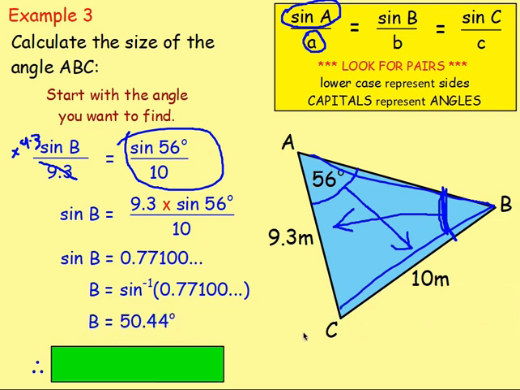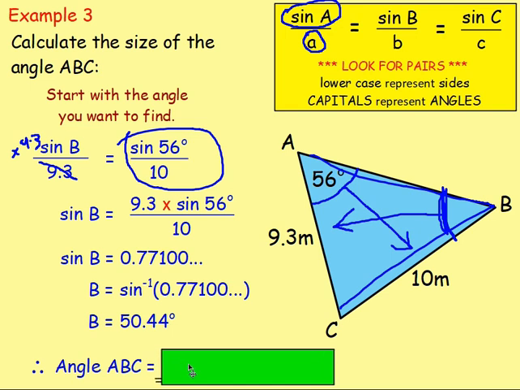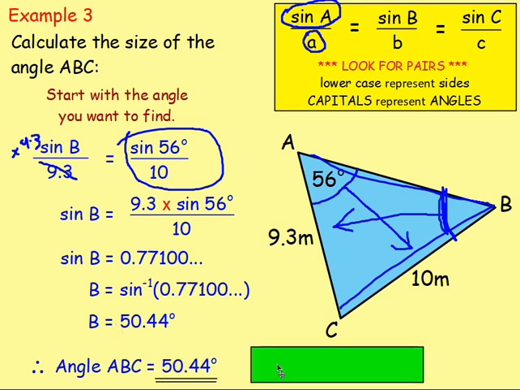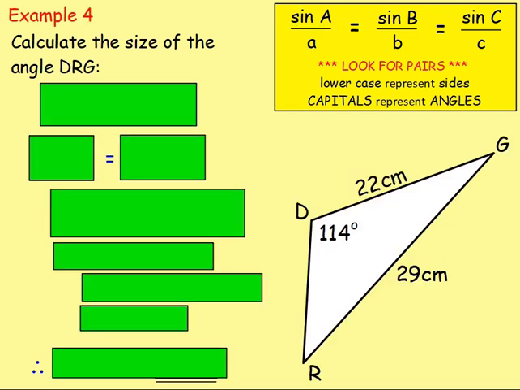Yeah, well done. You get 50.44 degrees, which means then, I suppose you could leave it as that, but we're asked to work out the size of angle ABC, so I'm finishing off saying that angle ABC would therefore be the 50.44 degrees. Is that okay? Good. Let's try another one. One last one.